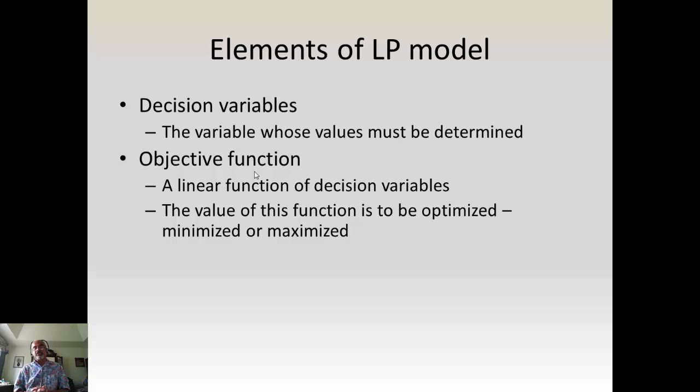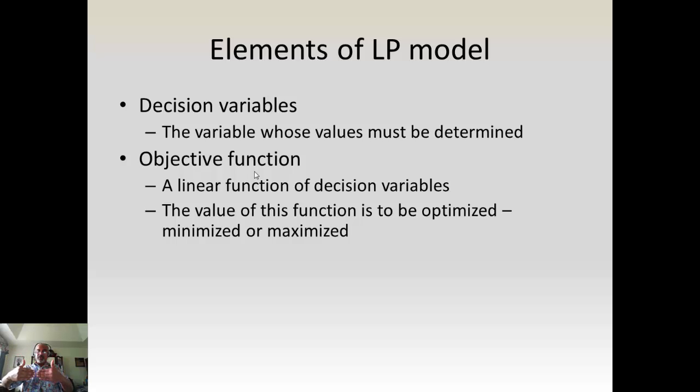And then we have the objective function. The objective function is made up of these decision variables. You multiply each decision variable with a coefficient and add them up, so that gives you a linear function. So this has to be a linear function of the decision variables. And this objective function will represent something desirable like profit and revenue, or it could represent something that needs to be avoided, like cost.